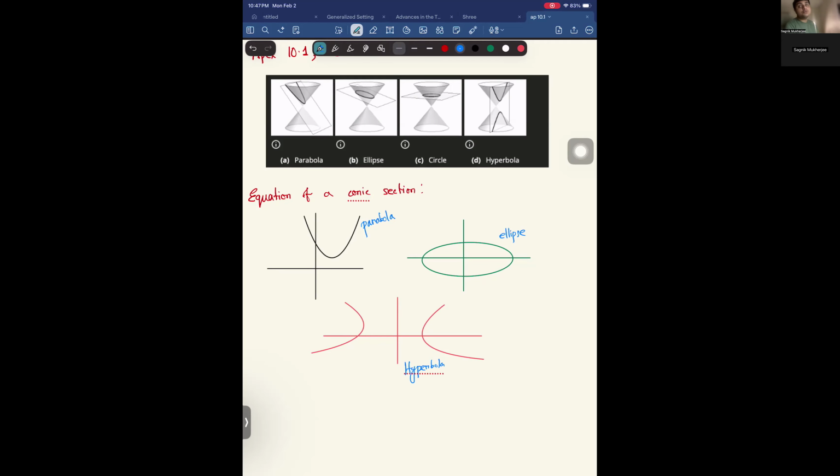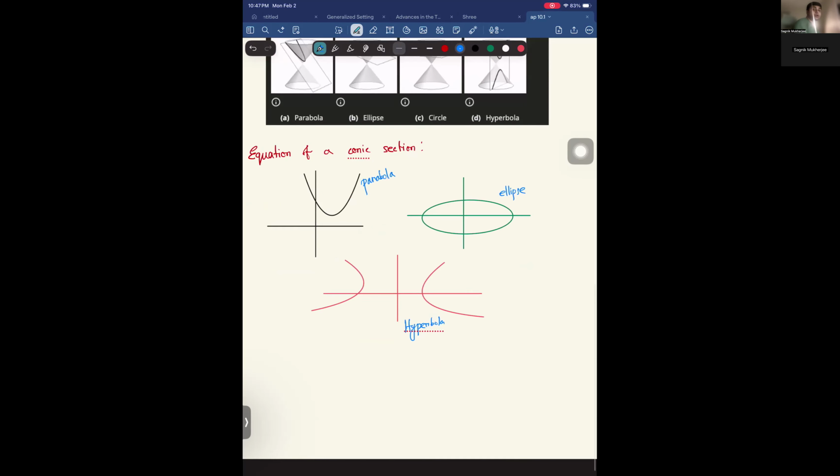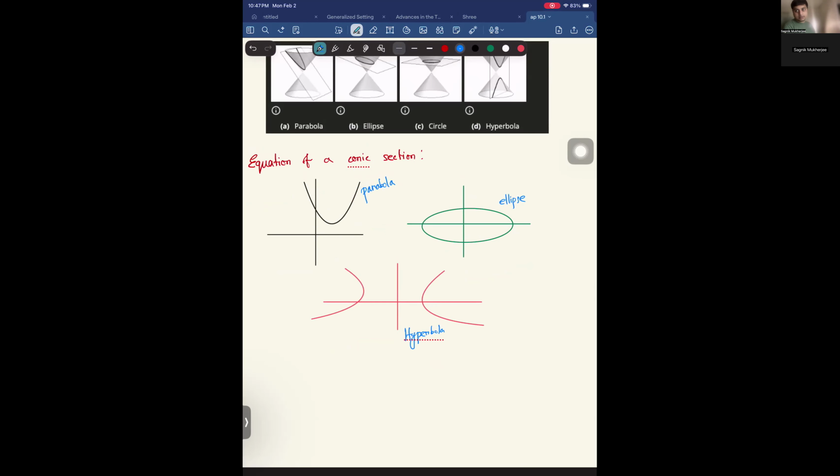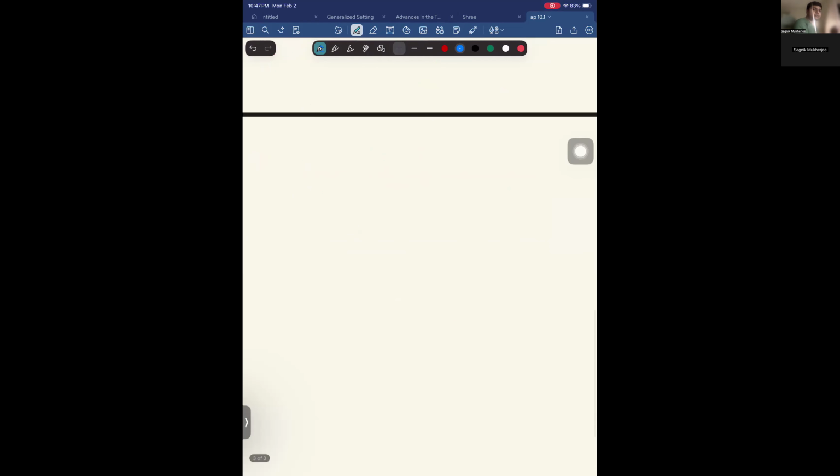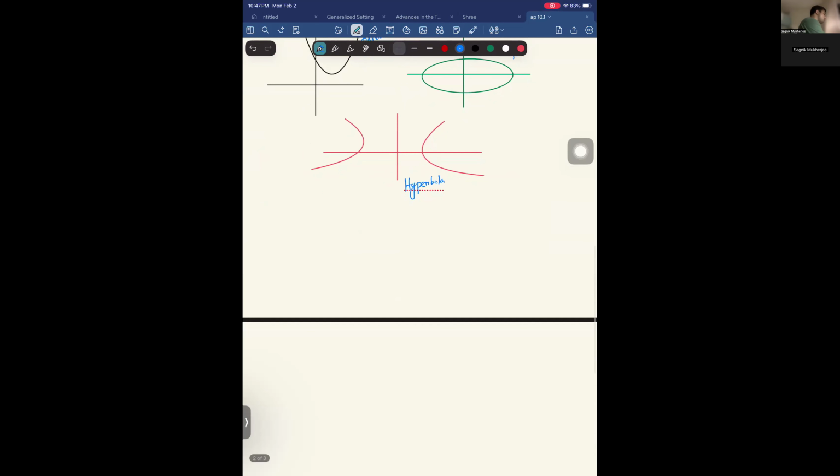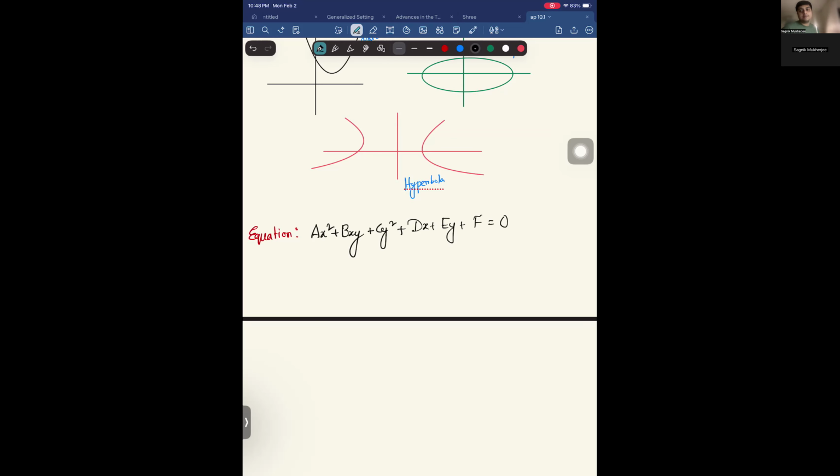Lines and two crossing lines are also conic sections, so look at the textbook for that. But the most important conic sections are these three. No matter what, every conic section has a typical equation format: Ax squared plus bxy plus cy squared plus dx plus ey plus f equals 0, for certain choices of a, b, c.